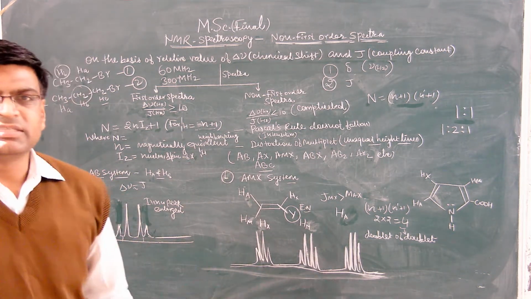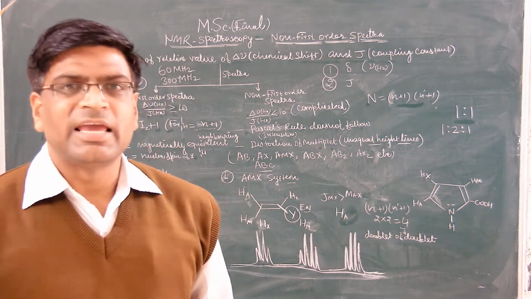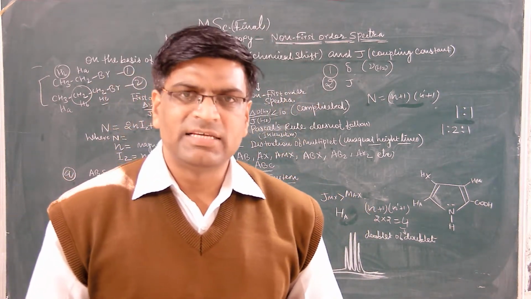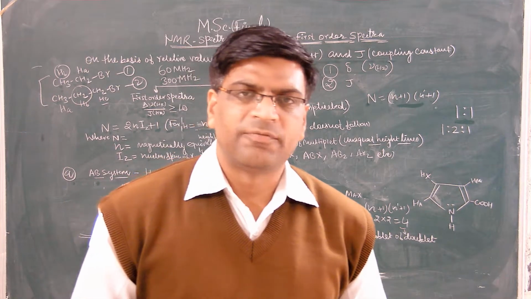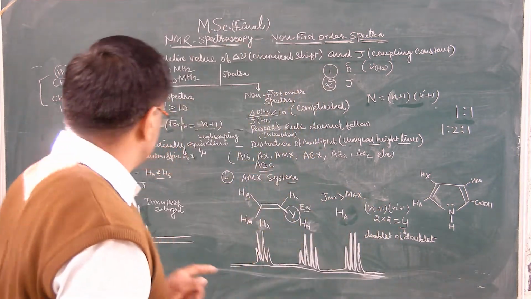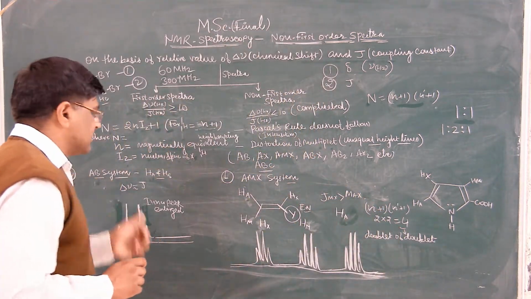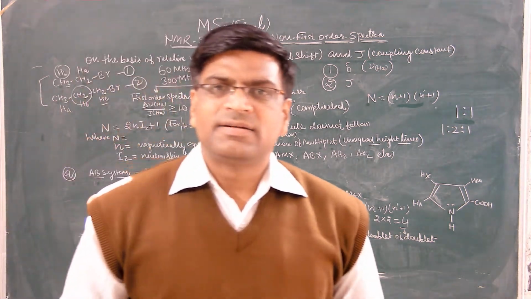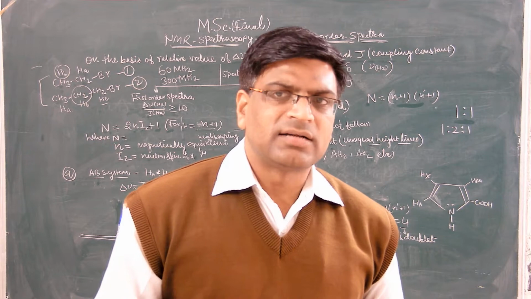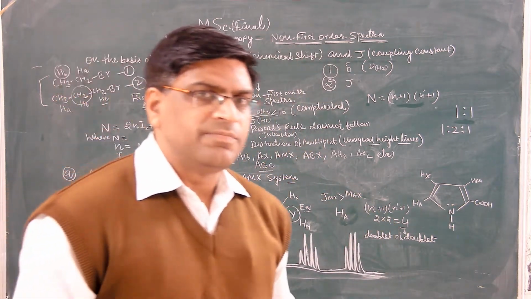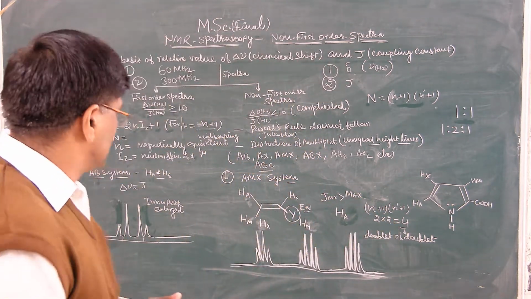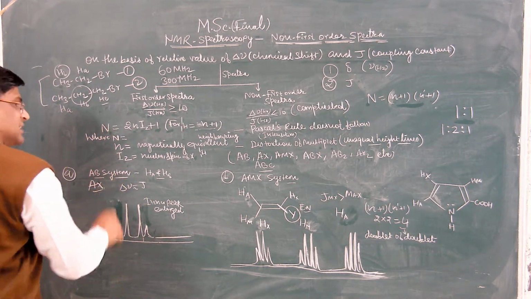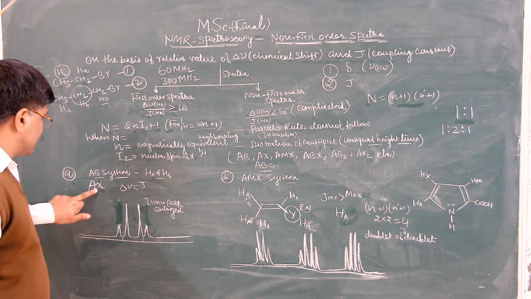Here, AB means, in the alphabet A, B, C, D, E, F, G, H, that the distance between A and B is very close, very small. So this type of system is called an AB system. Suppose the distance between A and the other type of protons is very great, then the system becomes an AX type of system. AX.